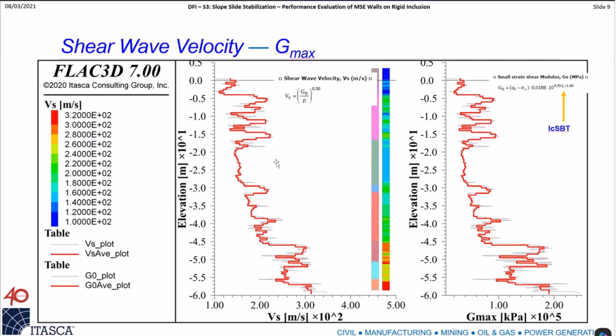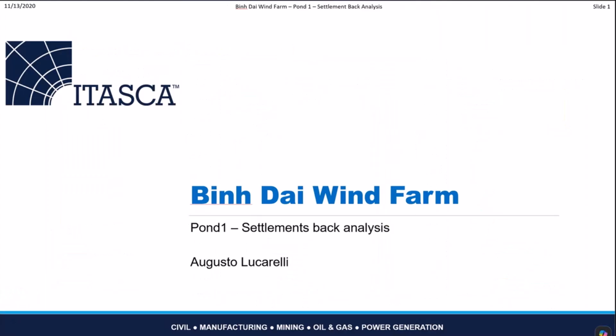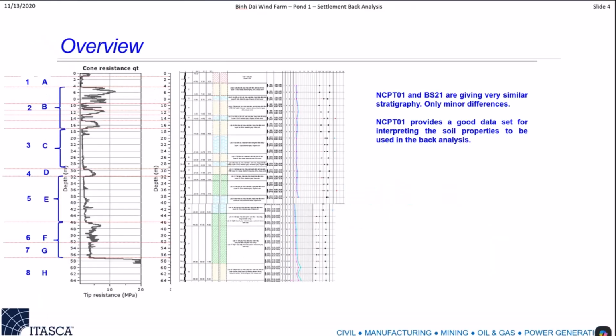And so once I have the Gmax in mind, or other properties like the soil behavior type, I determine the main parameters of the plastic hardening model using this idea here. I'm going to switch.